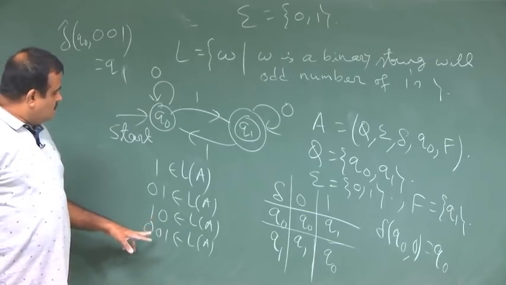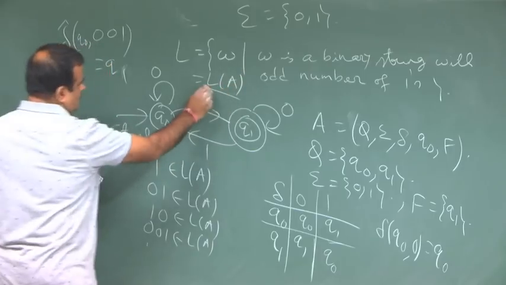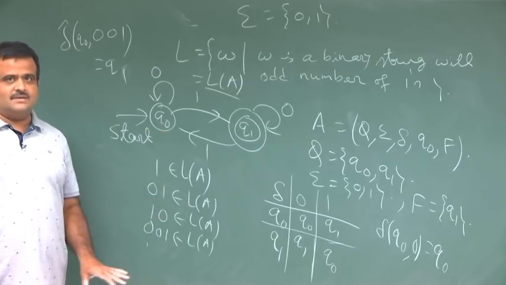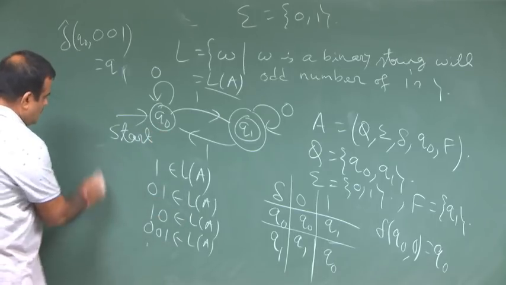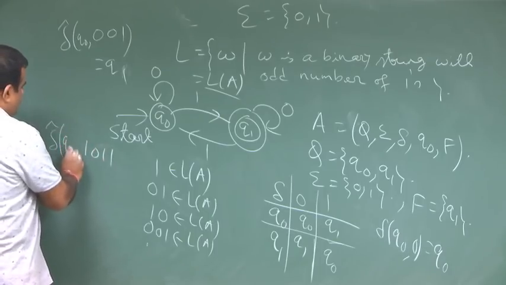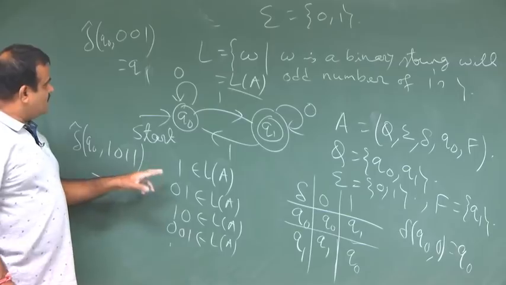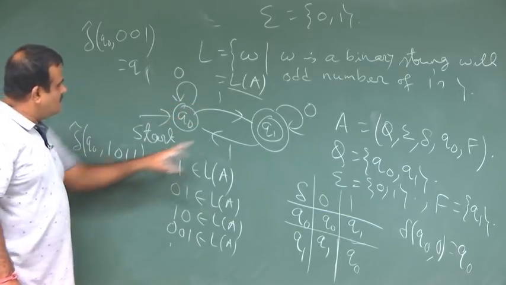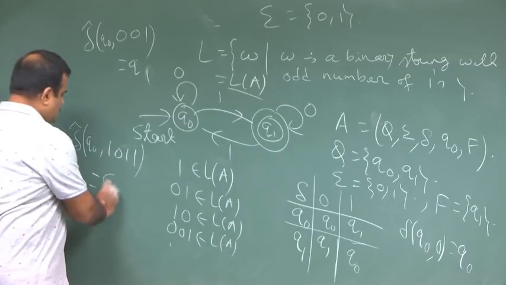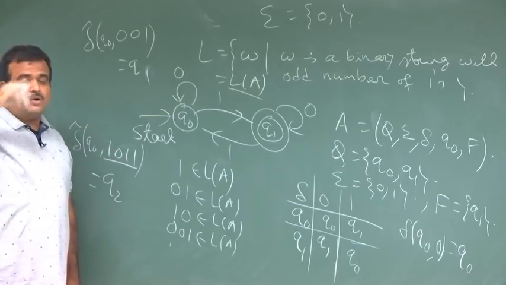Is this clear? So, this is L of A: all the strings which consist of an odd number of 1s will be accepted by this. Like we can take 1 0 1 1. What is delta hat of Q0 on this? We start with Q0, we go here, then 0 will remain there, then 1 will come back here, then again 1 will go there. So, this is an odd number of 1s, so this is accepted.